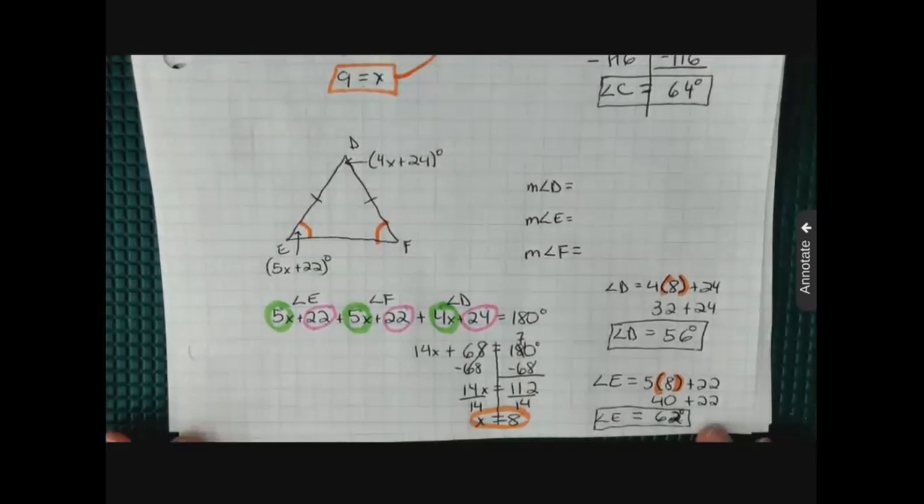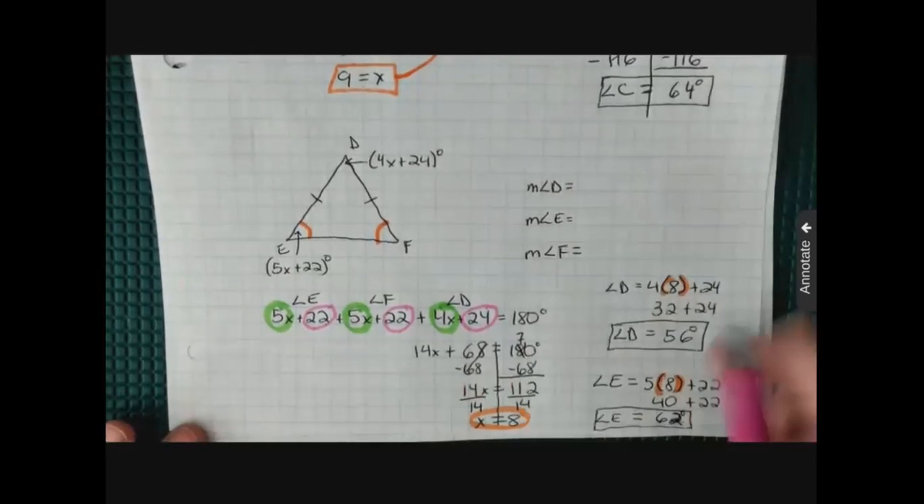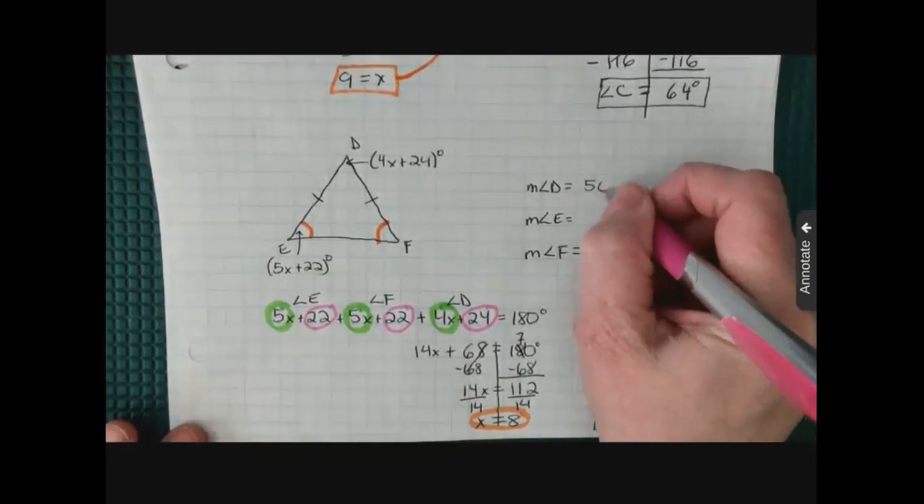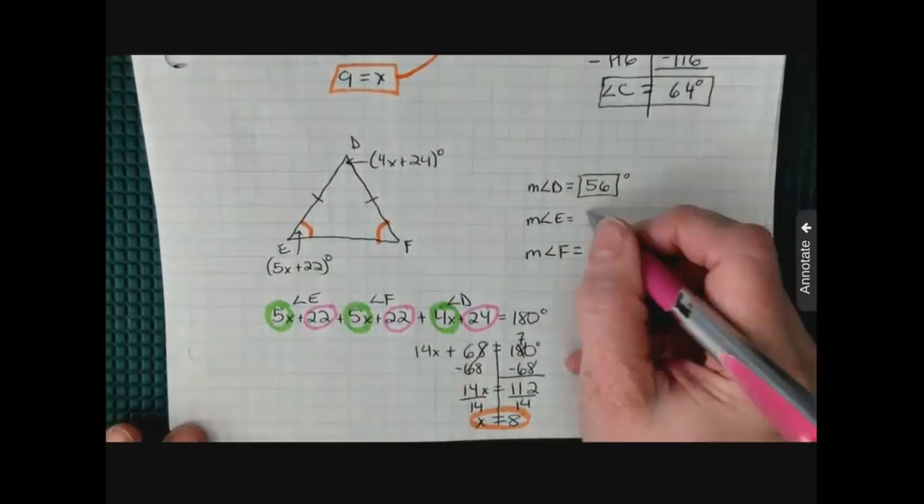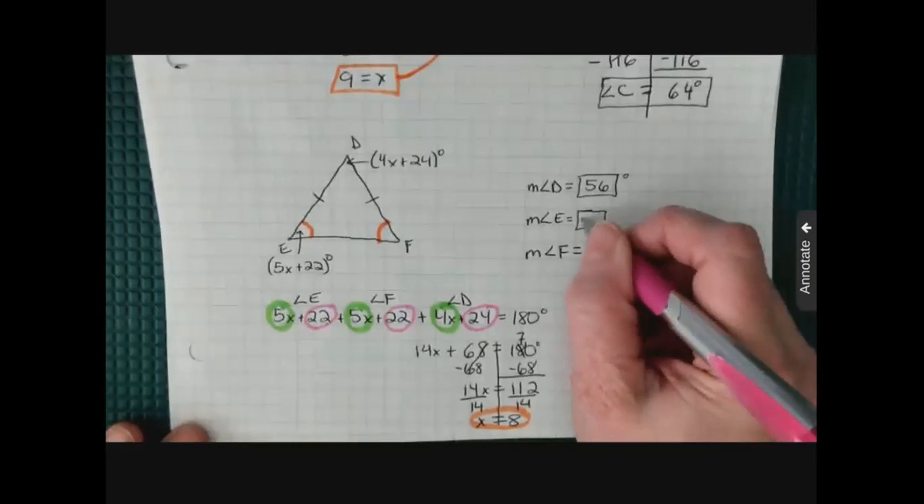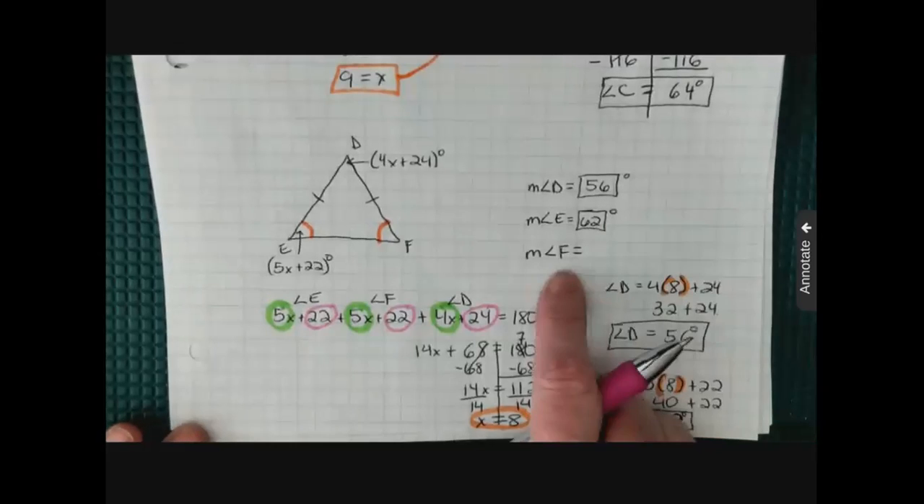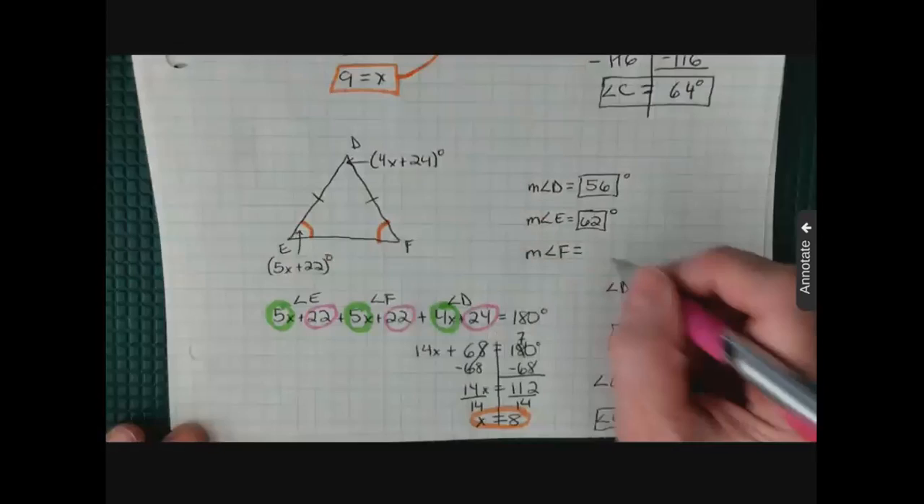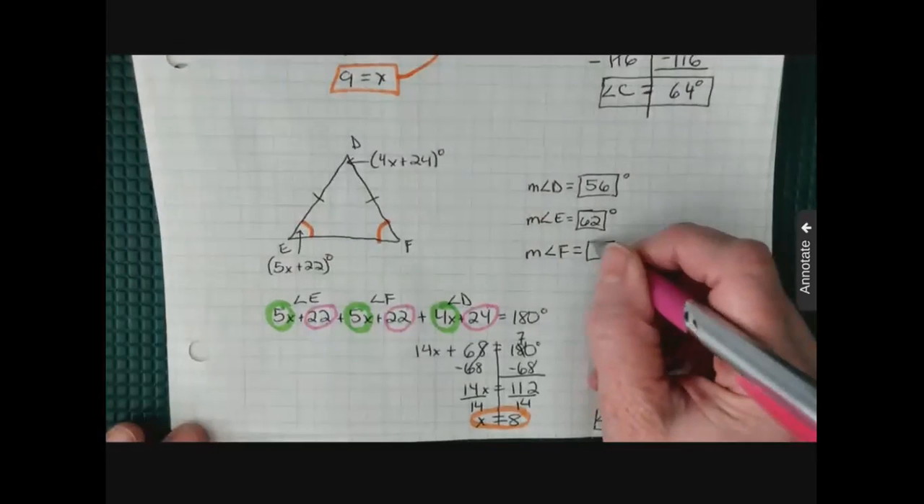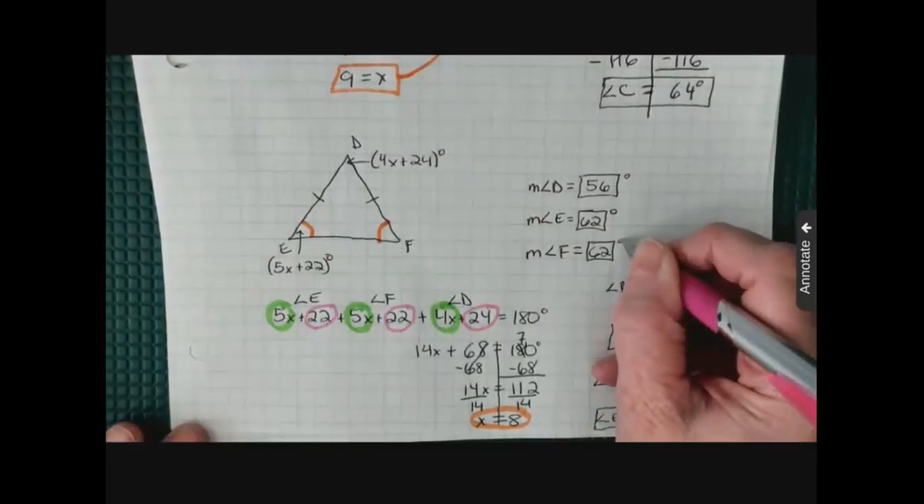Now, I go back up here. Angle D is 56, and there's going to be a little box now. It's with a degree mark. Angle E is 62. Well, what's angle F? Well, it's the same as angle E because it's an isosceles triangle. And that's going to be 62 as well.